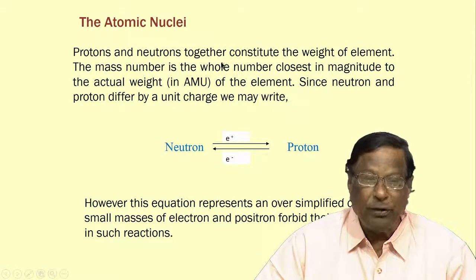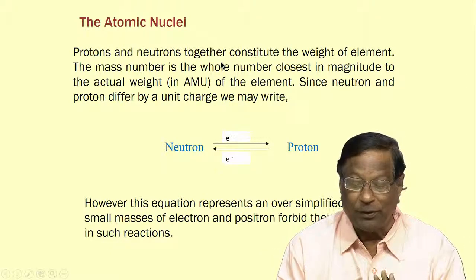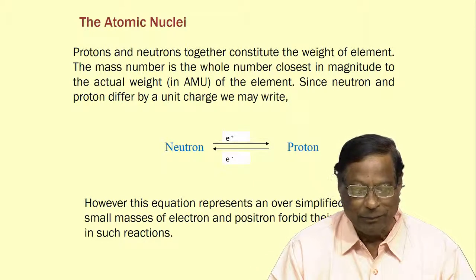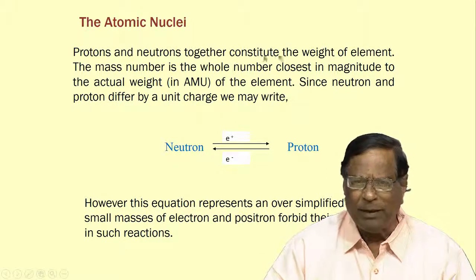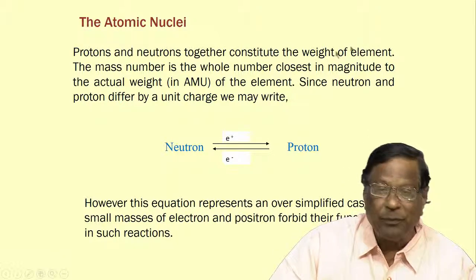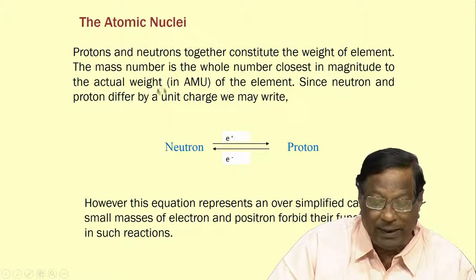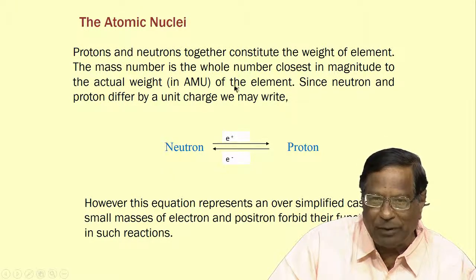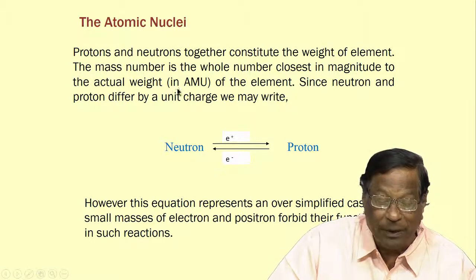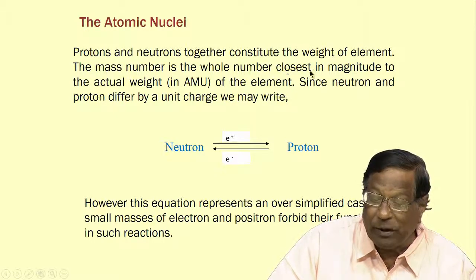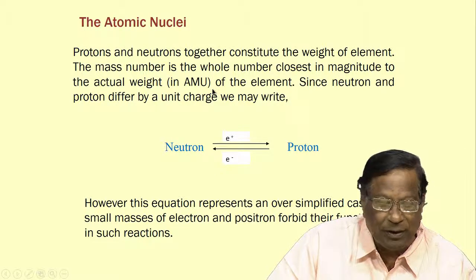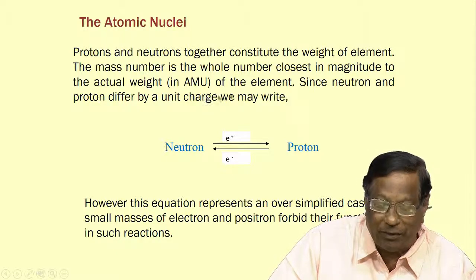The protons and neutrons together constitute what is known as the atomic weight of the element. The mass number is in atomic mass units. There is no specific weight like that, except that we have weighed approximately about 10 raised to minus 24 grams. But the mass number is the whole number closest in magnitude to the actual weight in atomic mass units. So everything is measured only in atomic mass units.